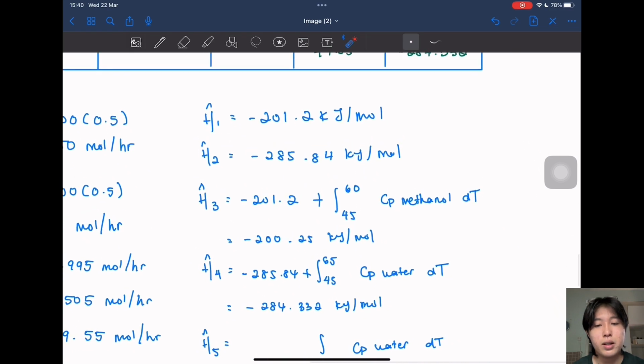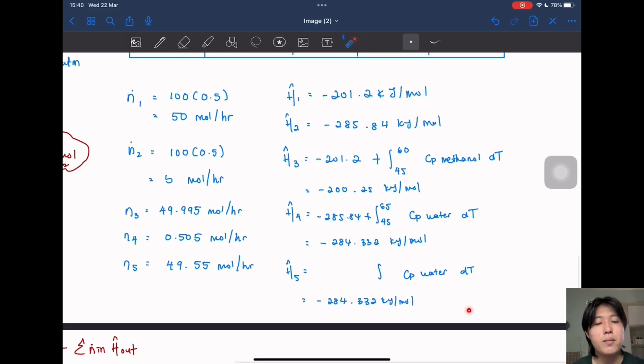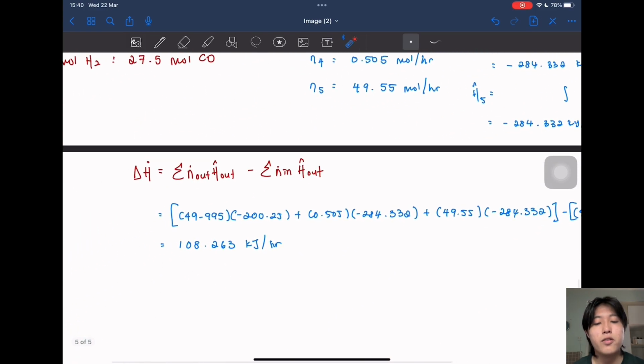Next, we proceed to the heat enthalpy. So we just refer to tables B1 and B2. So this is the answer for H1 until H5. So we just insert all the values into this equation, and the answer is 108.263 kilojoules per hour. Thank you.